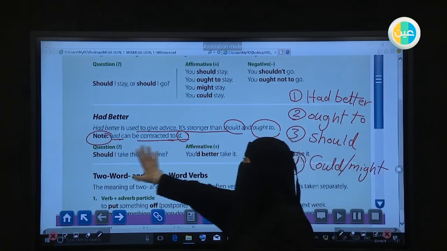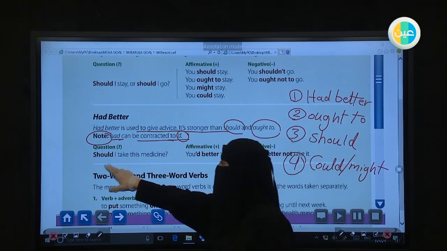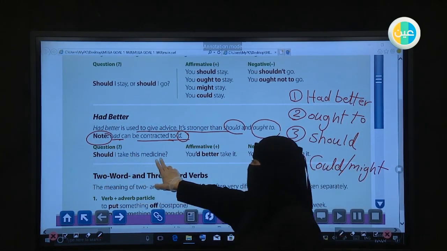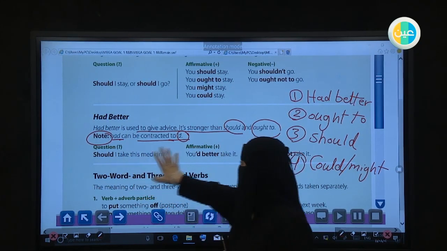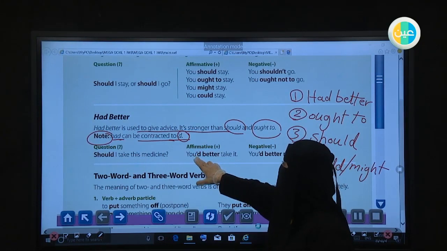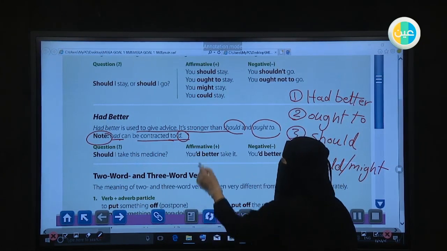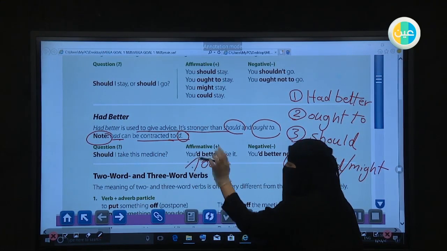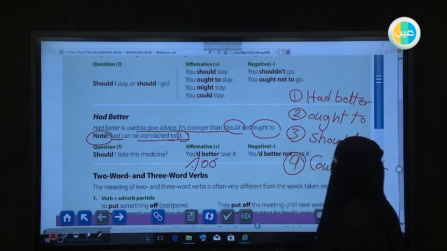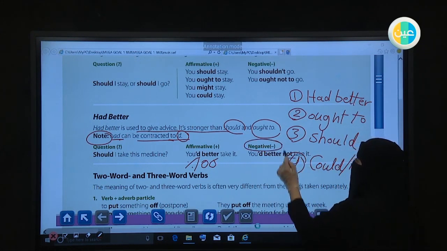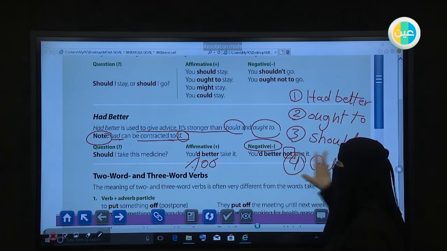And if you want to use it in a question, a normal affirmative and a negative sentence, let me check together. Should I take this medicine? This is the modal auxiliaries we were talking about before. So the answer for it: you had better take it. So had better equals 100% advising you to take it. And: you had better not take it. For the negative, we just add not after had better. You had better not take it.